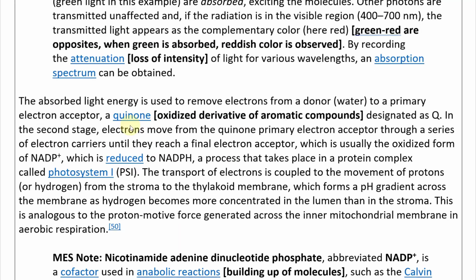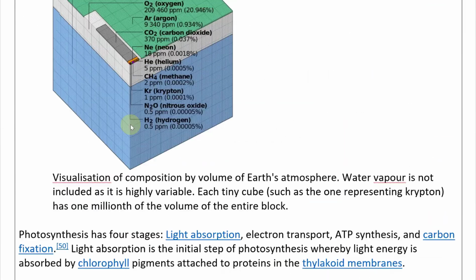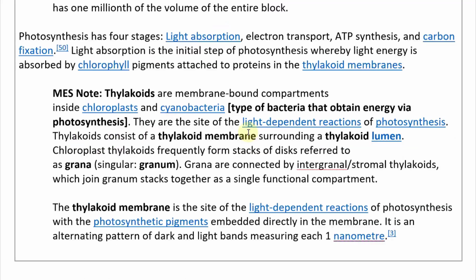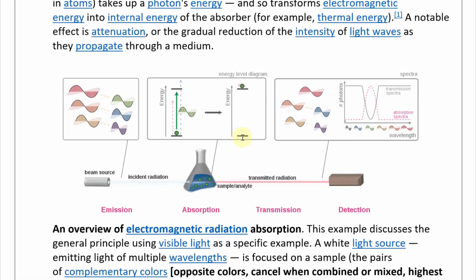We'll get to that in a bit, but let's just scroll up to these 4 stages. So photosynthesis has 4 stages: light absorption, electron transport, so this is the electron transport stage, then ATP synthesis, and then carbon fixation. So we've covered light absorption, now the electron transport.